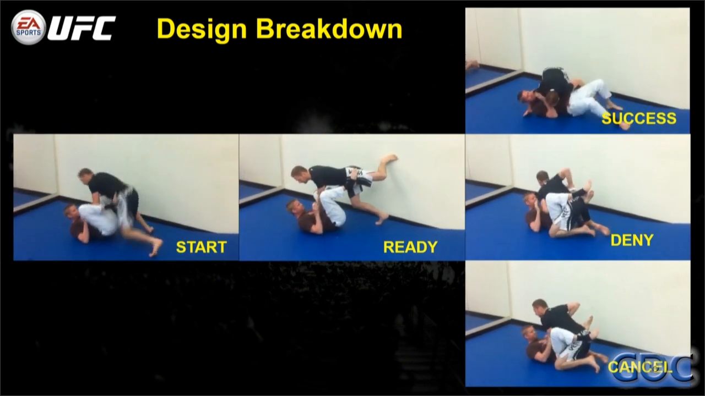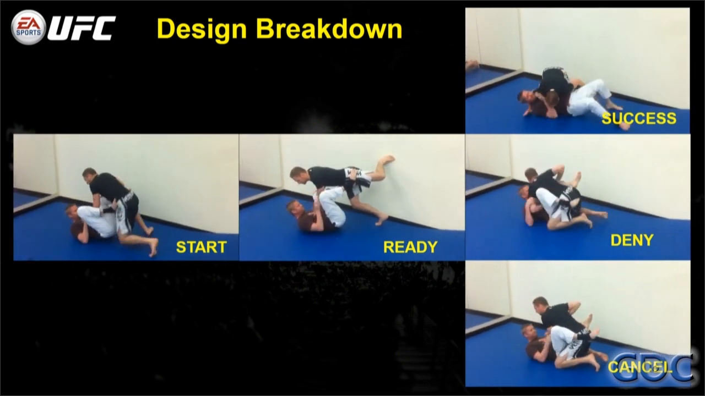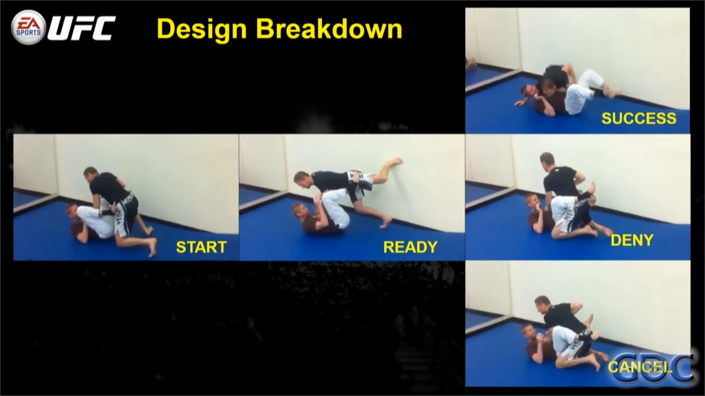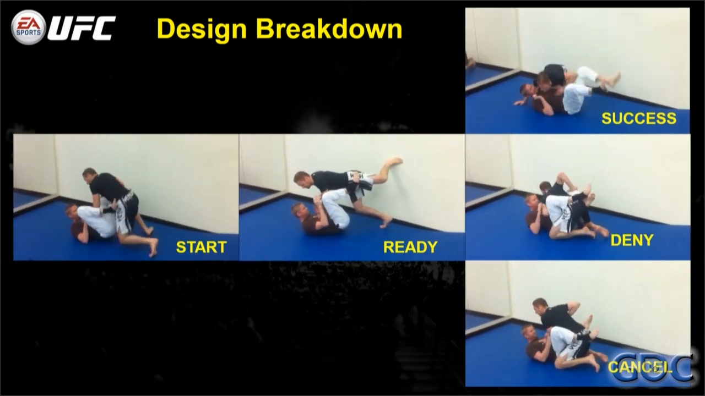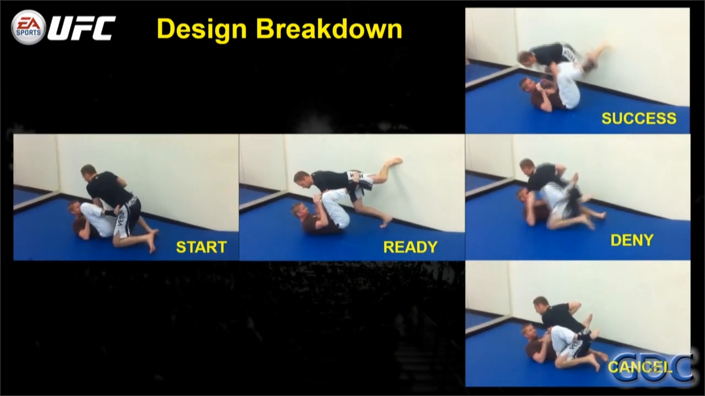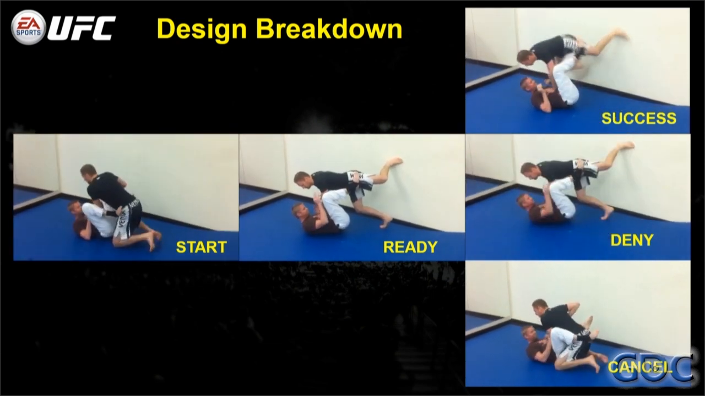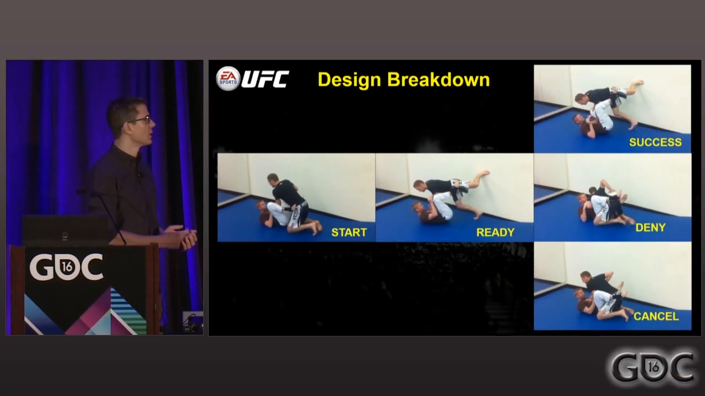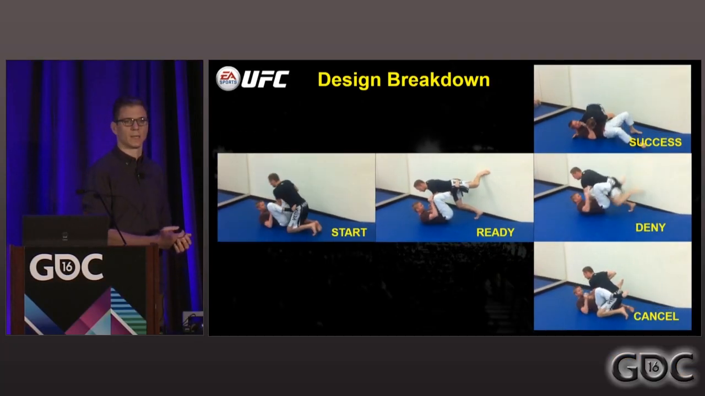This is an example of a transition on the ground. All our transitions, for the most part, have five parts. Here you see Geoff and Liam are starting in the full guard position. If the player were to press right on the stick, they would get a start animation, then they would enter a ready animation, and depending on their inputs, they would either get a success, a deny, or a cancel animation.